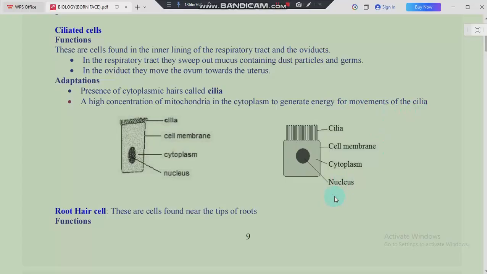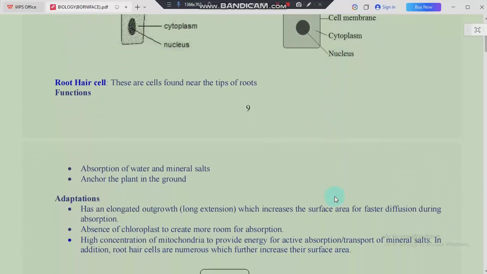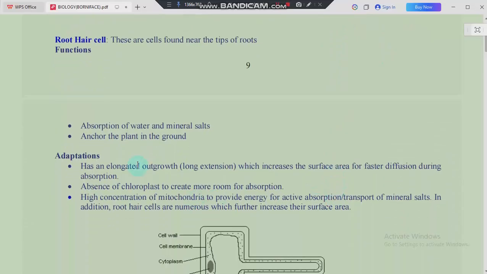Having that said about the ciliated cell, I want us to move on to the next specialized cell. So the next specialized cell I want us to look at is the root hair cell. So the root hair cells are cells that are found near the tips of the root. We know to say the tips of the roots, we are dealing with plants here. So when we uproot our plant from the ground, we are going to discover that the tips of the root are having hair-like projections, which we call the root hairs.